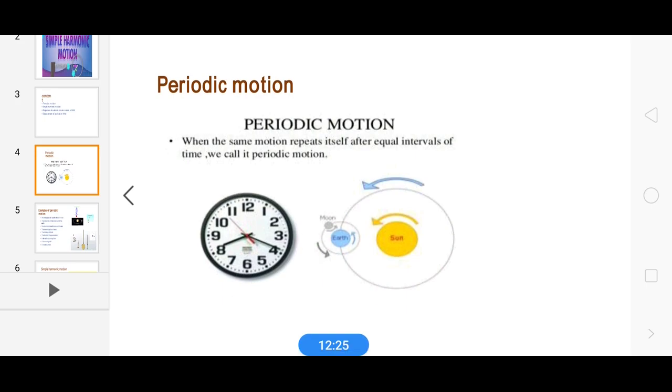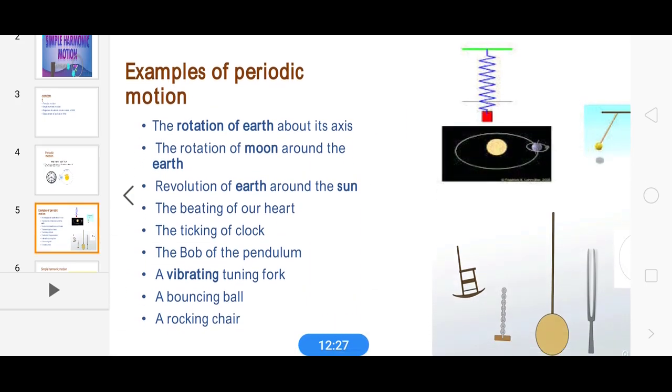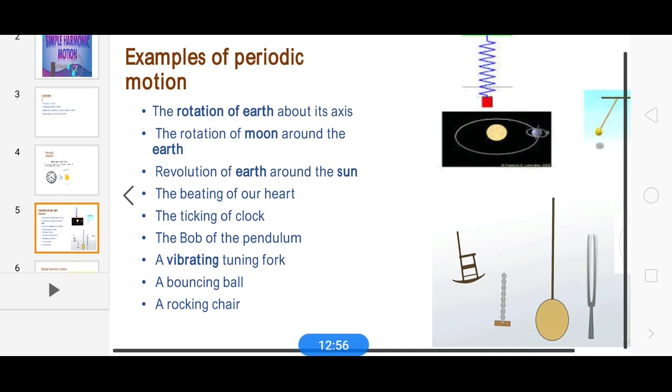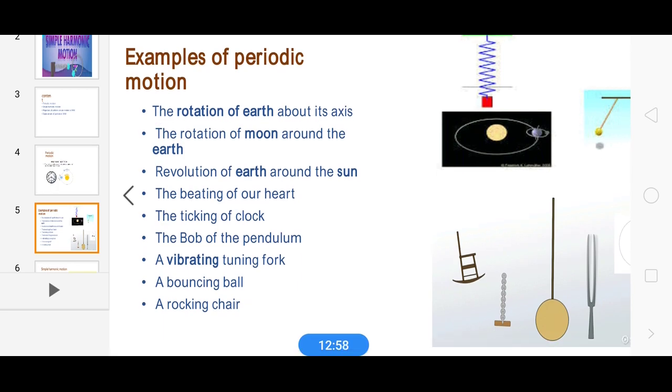We discussed some examples for this: the rotation of Earth around its axis, the rotation of Moon around the Earth, and revolution of Earth around the Sun, the beating of our heart, the ticking of clock, the bob of the pendulum, vibrating tuning fork, bouncing ball, and a rocking chair.